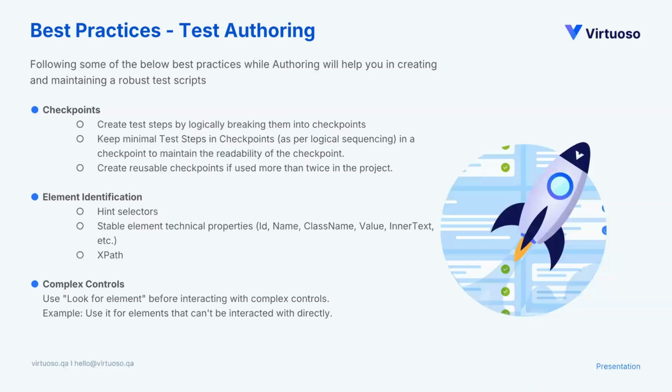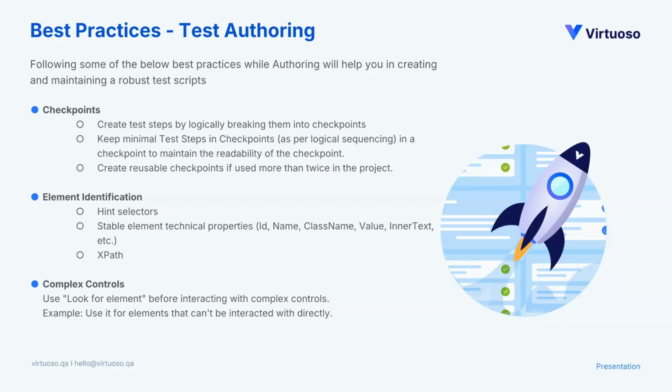Yes. Coming to test authoring, we basically have three main areas. One is the creation of checkpoints, and then identifying the element and controlling the complex controls. Coming to the checkpoint, we can see a sequence of test steps can be included in a checkpoint as per our logical breakage and how the test flows.